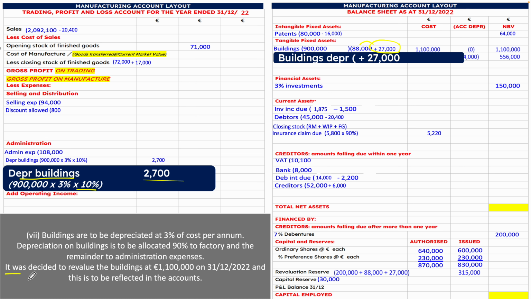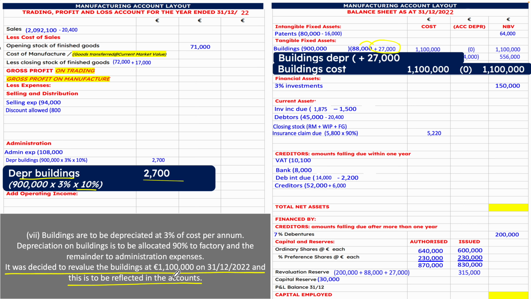But the last paragraph here, it was decided to revalue the buildings at 1.1 million on the 31st of the 12th, 2022, and this is to be reflected in the accounts. Okay, so we are going to revalue the buildings. So the buildings are now 1.1 million. We're going to have 0 accumulated depreciation, and then we've got 1.1 million then in the net book value.